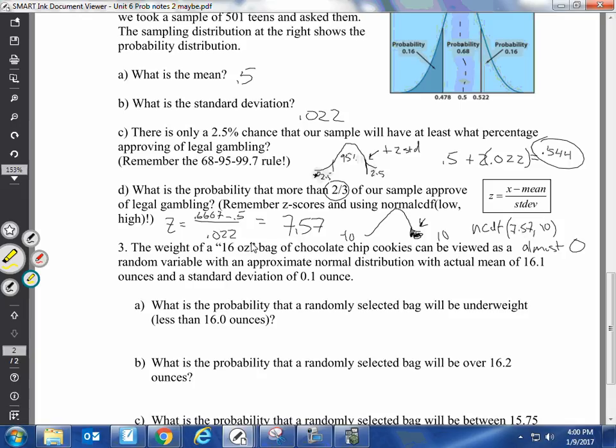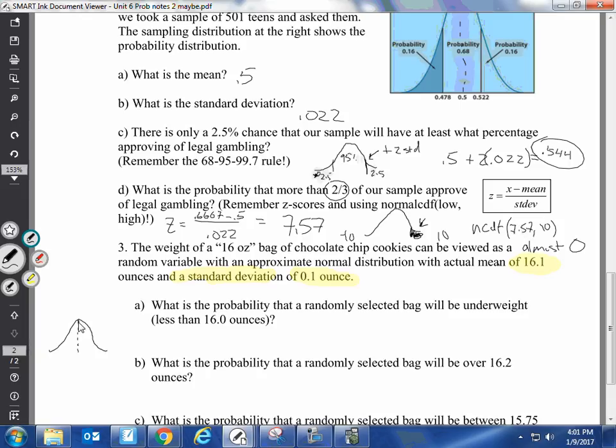The weight of a 16-ounce bag of chocolate chip cookies can be viewed as a random variable with an approximate normal distribution with an actual mean. So the actual mean weight is 16.1 ounces and the standard deviation is 0.1 ounce. Okay, this is good so far. So we're not talking about percentages. We have an actual value, and that's okay. What is the probability that a randomly selected bag will be underweight, which is less than 16 ounces?